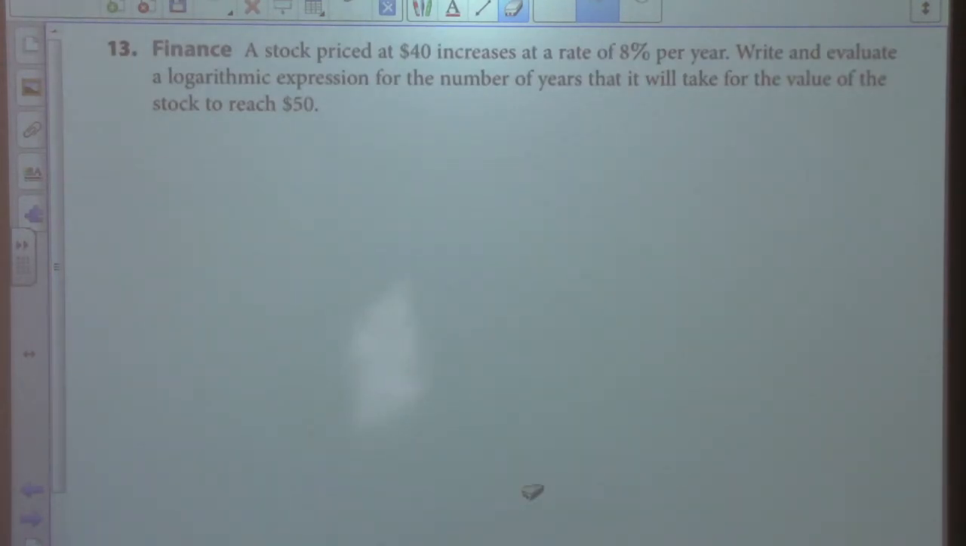Okay, now we are to this next set. What do we do with these?